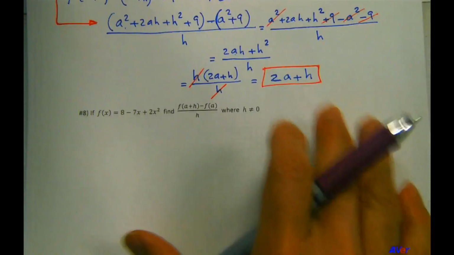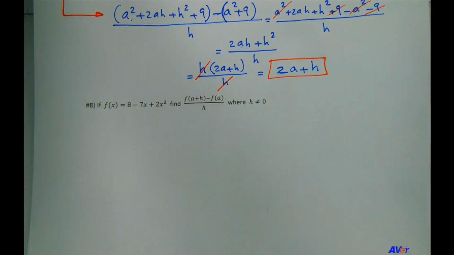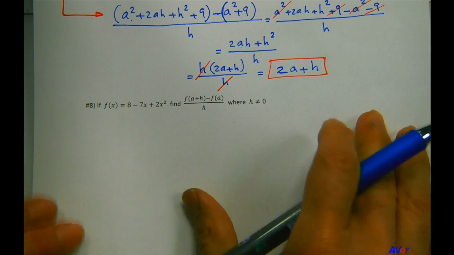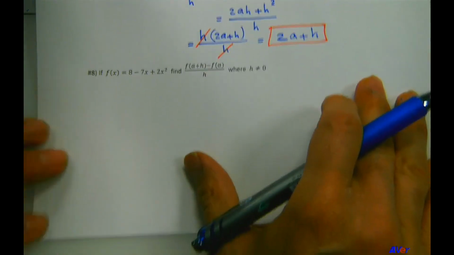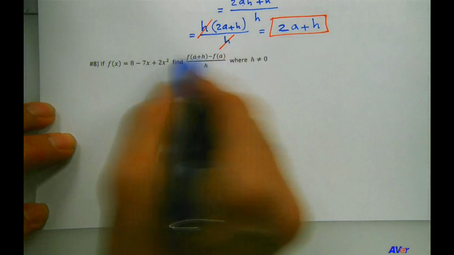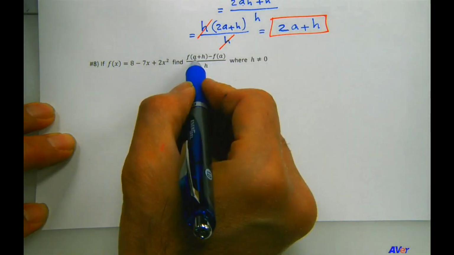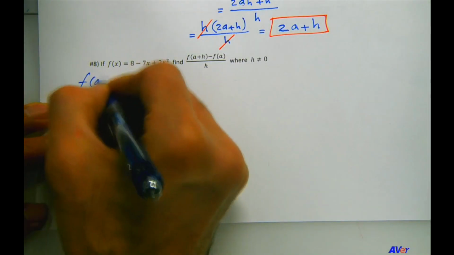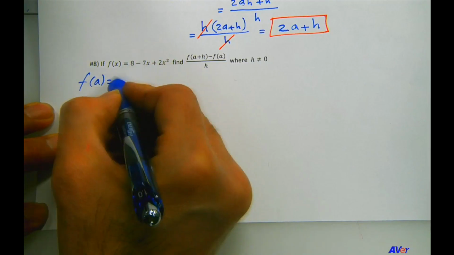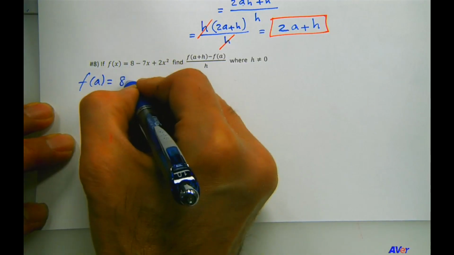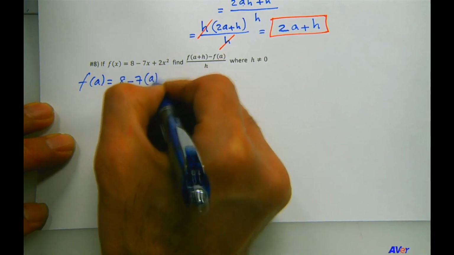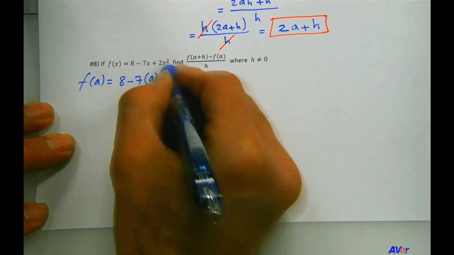Number 8. If you haven't done this already, please solve this on your own scratch paper, then look at my video. Please. Okay? I'm assuming you've done that, and now you're back. Wonderful. And you have your solution in front of you. So let's calculate f of a and f of a plus h again. F of a means wherever you see x, replace it with a. So 8 minus 7 times a plus 2 times a squared.